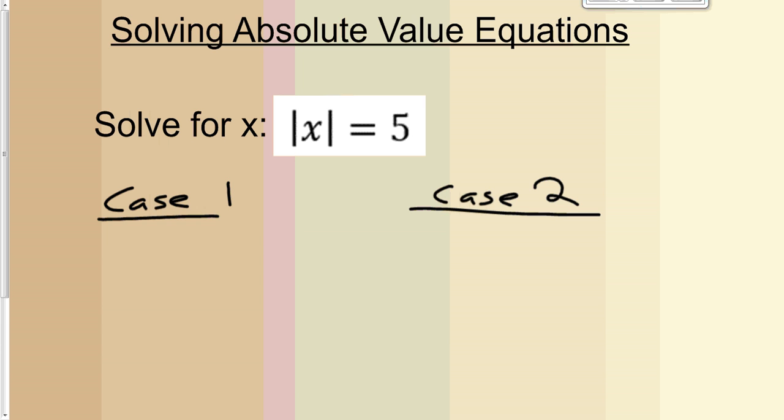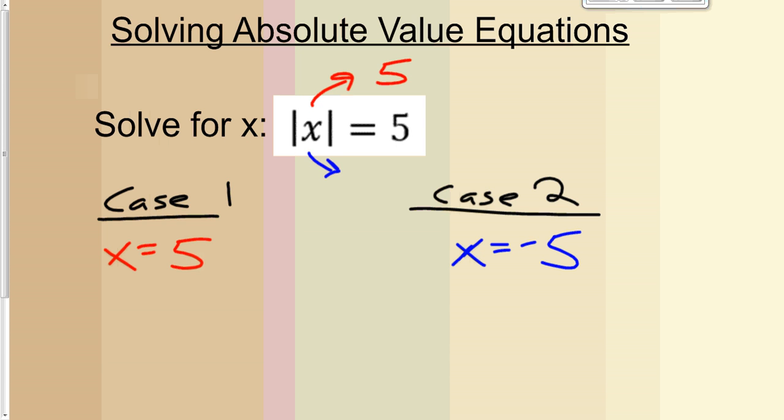And where we actually derive this from is the problem that's listed here, solve for x. Well, we know that absolute value stands for the distance from 0. There are two numbers that x could be to make that true, right? There is 5. So case 1, x could equal 5. But in case 2, x could also equal -5, because both of those numbers are 5 units away from 0. So x equals 5 or x equals -5. Those would be your two answers.